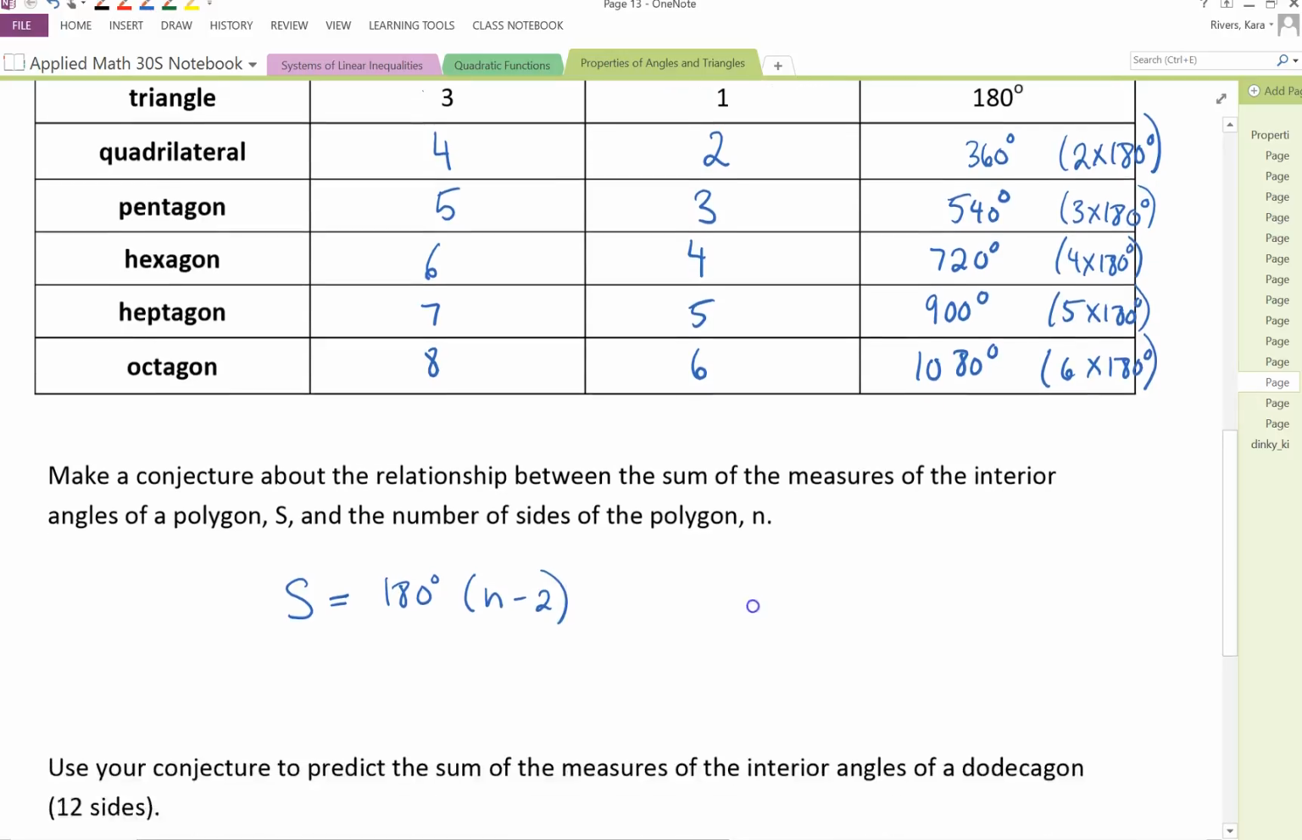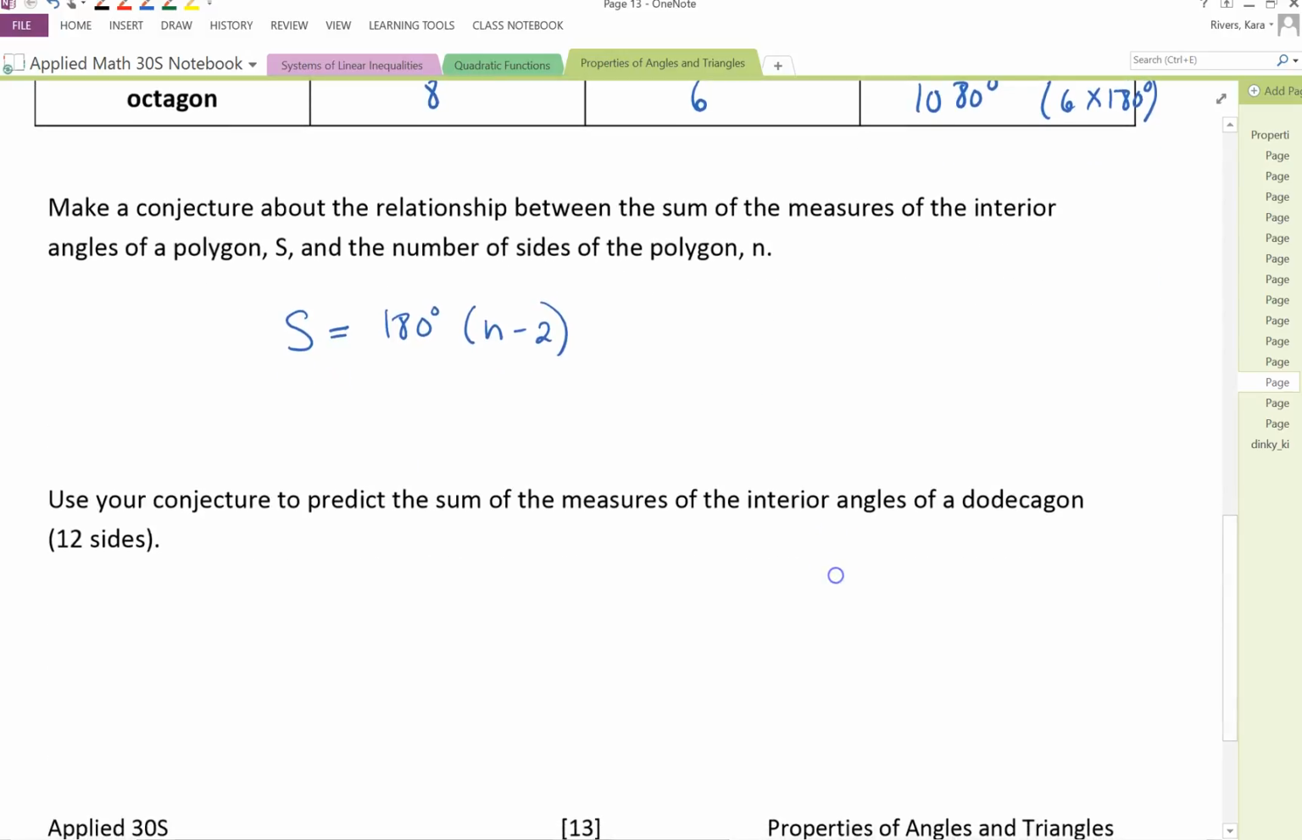Okay, well, let's try this for a 12-sided shape. So how would that work? So I'm trying to figure out the sum, so that would be s, 180 degrees, multiplied by n, which is the number of sides, 12, minus 2. Well, that would be 10 triangles inside. So the sum of the interior angles would be 180 degrees times 10, which is 1800 degrees. And that would be the sum of the interior angles in a polygon with 12 sides.